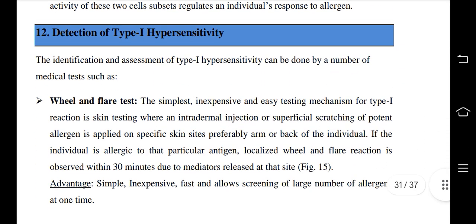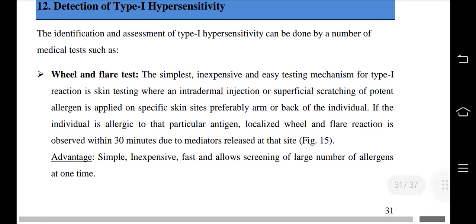Then, detection of type 1 hypersensitivity. The identification and assessment of type 1 hypersensitivity can be done by a number of medical tests such as wheal and flare test. The simplest, inexpensive and easy testing mechanism for type 1 reaction is skin testing, where an intradermal injection or superficial scratching of potent allergen is applied on surface skin sites, preferably arm or back of the individual. If the individual is allergic to that particular antigen, localized wheal and flare reaction is observed within 30 minutes due to mediators released at that site.